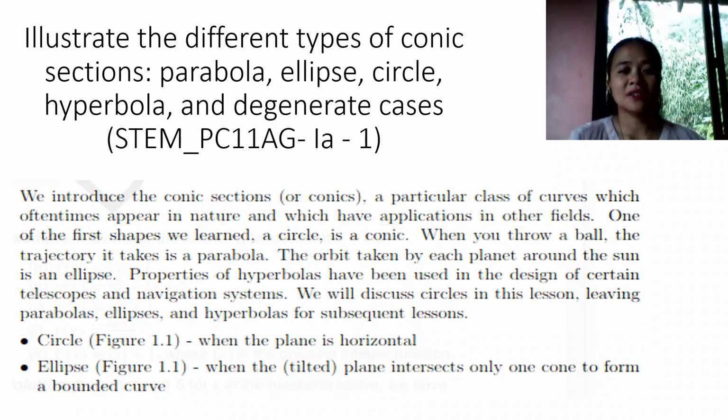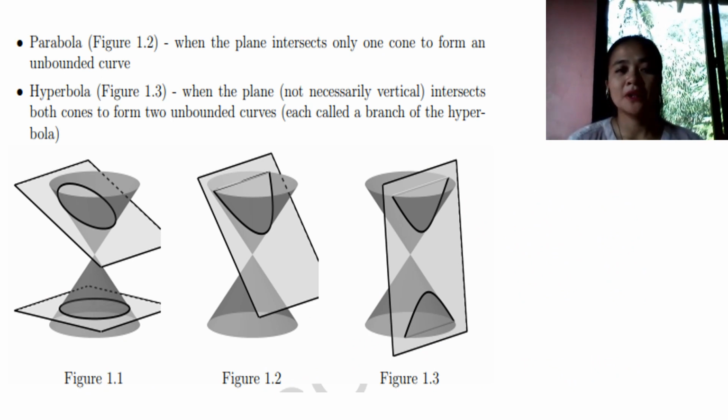A circle forms when the plane is horizontal. An ellipse forms when the tilted plane intersects only one cone to form a bounded curve. A parabola forms when the plane intersects only one cone to form an unbounded curve. A hyperbola forms when the plane, not necessarily vertical, intersects both cones to form two unbounded curves, each called a branch of the hyperbola. As you can see in figure 1.1, at the bottom part, we have the circle.